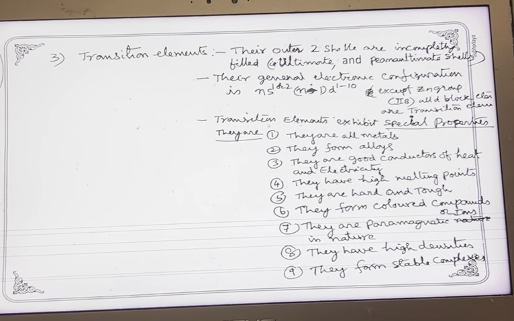They have high densities. They form stable complexes, for example potassium ferrocyanide is a complex. Later, in the d block elements chapter in second year, you will learn what the complexes are, what the primary valency and the secondary valency are, and why they form so many complex compounds. That can be learned in detail in the d block elements chapter.